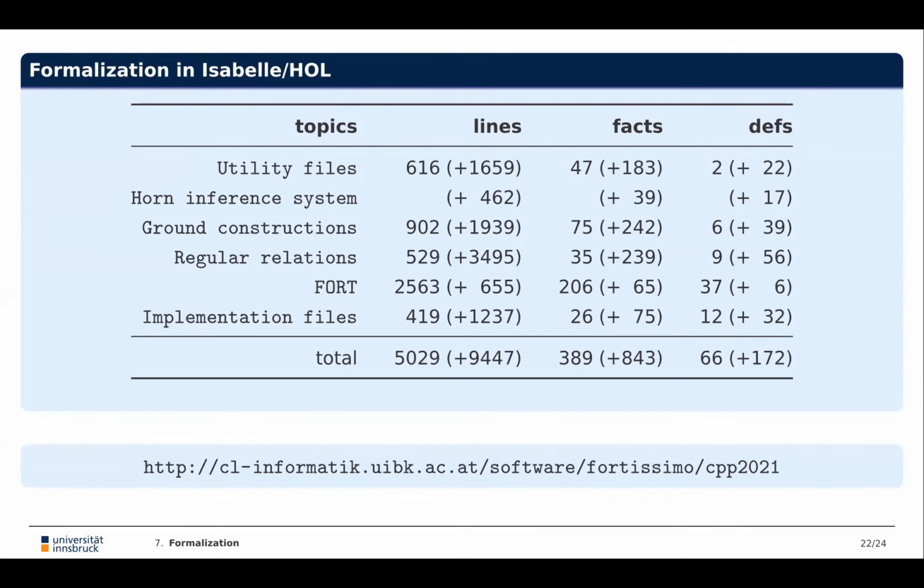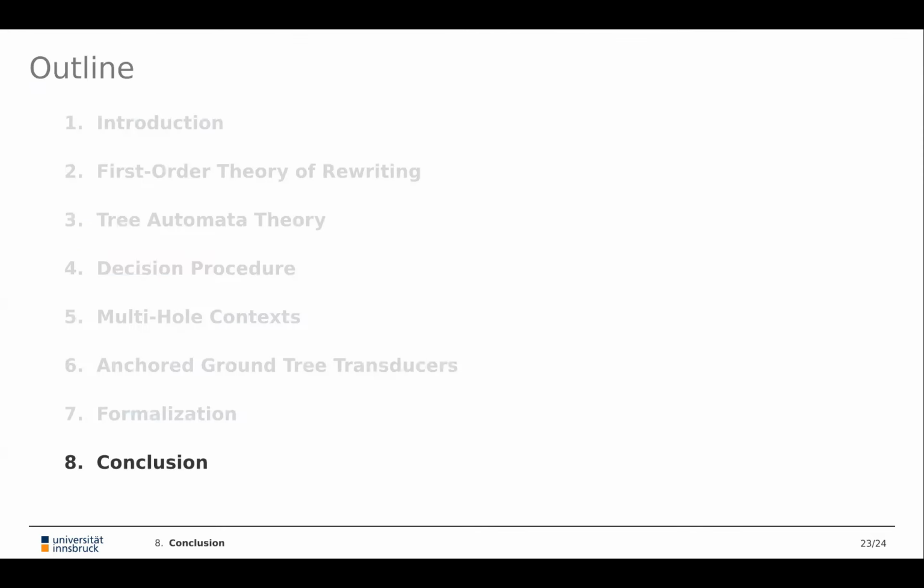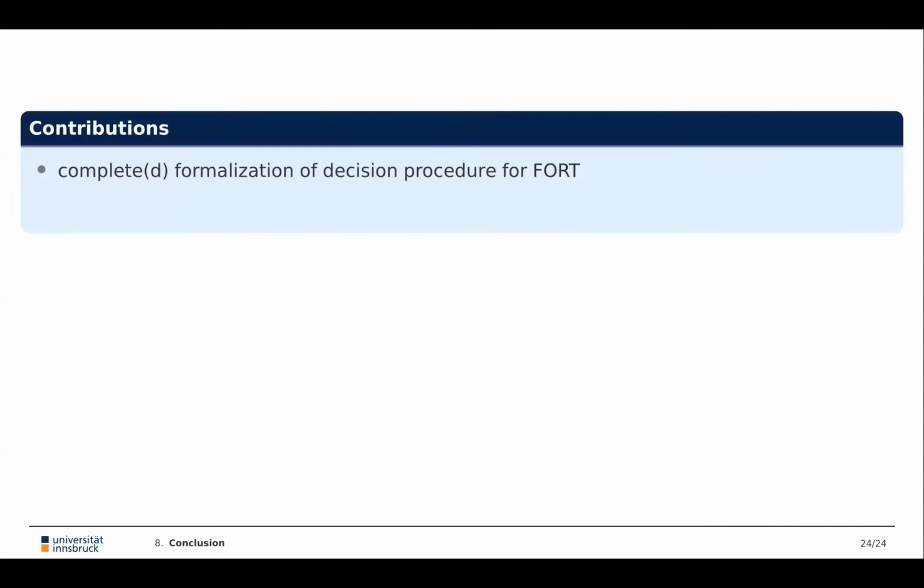The full formalization can be found at this link. This contains the theory files, but also an HTML rendering of the theory files, which is nicer to read. So concluding our contributions, we have written the first complete formalization of the decision procedure of FORT. And we also prove correctness for all the representations of the rewrite relations we use by showing that they are equivalent to the rewrite relations from IsaFoR, which is the Isabelle formalization of rewriting.